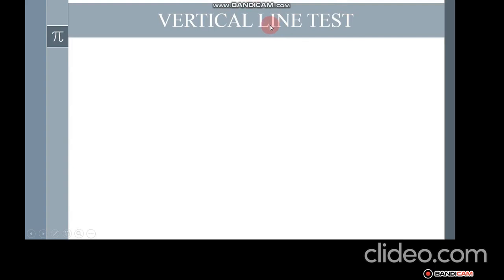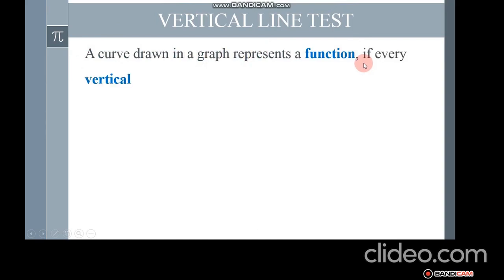Next, vertical line test. A curve drawn in a graph represents a function if every vertical line intersects the curve in at most one point. At most means maximum one point.